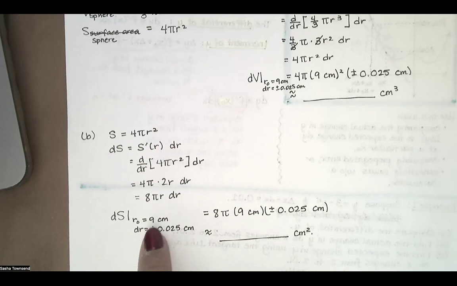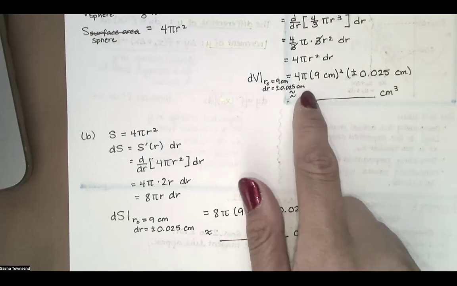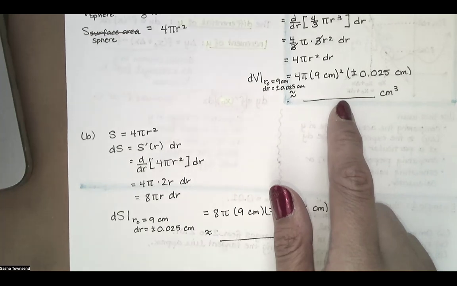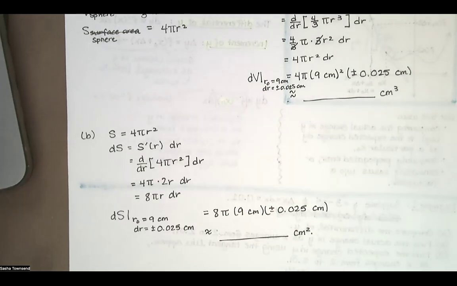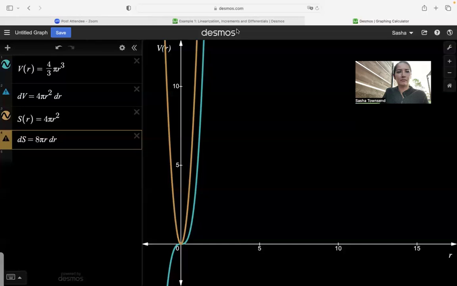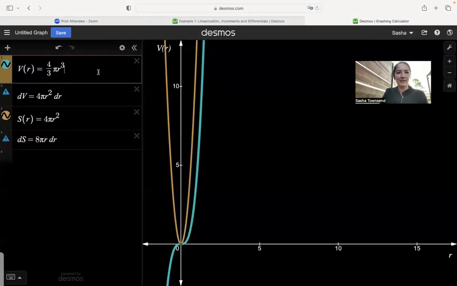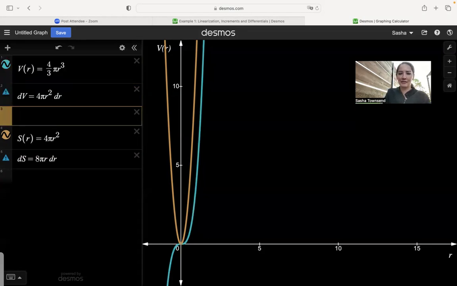Provided that our r value is changing from 9 to 9 plus or minus 0.025 centimeters. That's going to be the expected change in surface area. And this value, when we use the calculator to compute it, will be the expected change in volume. So let's do that on Desmos. So we have our volume and our surface area formulas and our volume and surface area differentials. And we're going to evaluate each of those at the base point with the particular value of r.